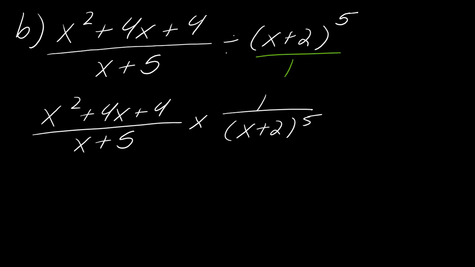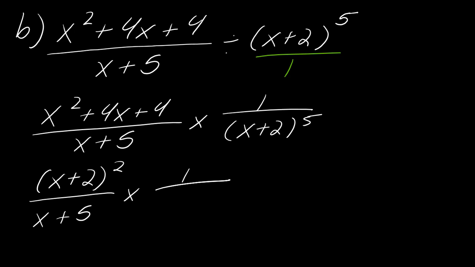So next I need to factor. So I'm going to factor this. So this is x plus 2 times x plus 2. So you have two options on how to write that. You can just leave this as x plus 2 times x plus 2, or, and this is how I'm going to do it, I'm going to write this as x plus 2 squared, because that will allow me then to cancel with this exponent here, right?